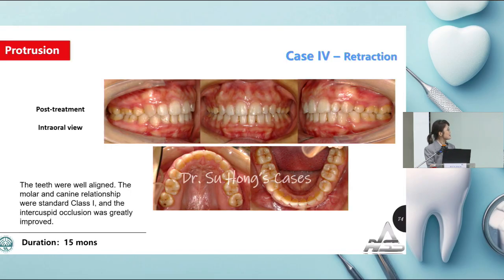We can see the teeth were well aligned and the molar canine relationship was standard class 1. And the intercuspid occlusion was greatly improved, except for a tapered lateral and maybe a slightly deviated midline. That's okay. We can see the physiologic curve of SPEE.